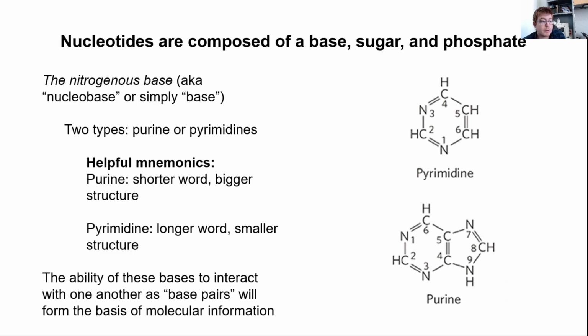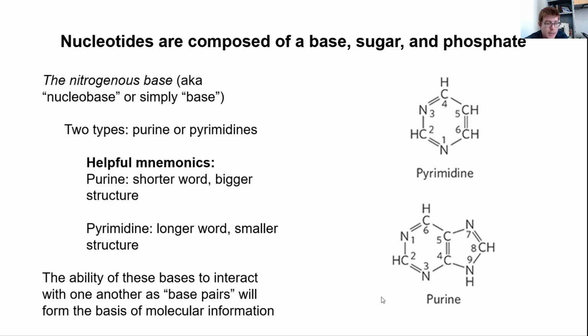And so these are what are called the nitrogenous bases of the nucleotides. And there are two types: purines, which are these large 9-membered rings like you see here. And there are pyrimidines, which are these 6-membered rings here. And we call them nitrogenous bases because they're not carbons at all positions. There are nitrogen atoms inside the ring.